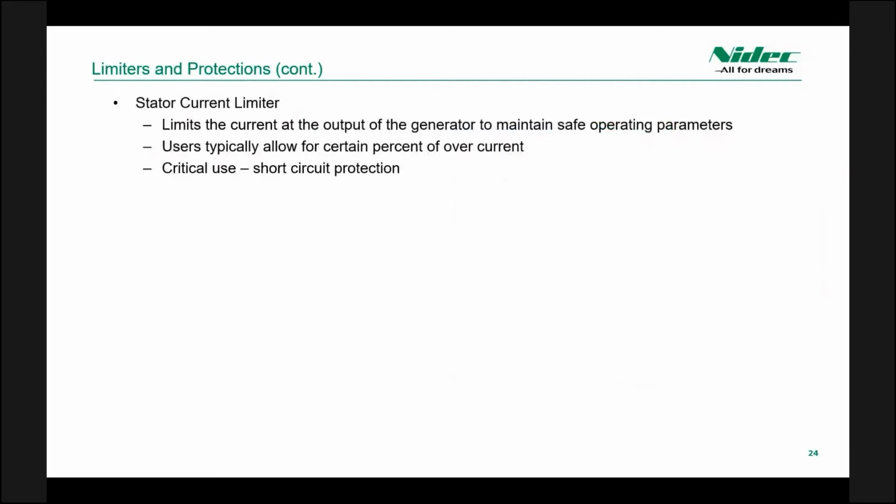Stator current limiter is commonly used because limiting the amount of current output can be a critical protection device. This limiter typically allows for a prescribed amount of excess current because some of the users might want their machine to output more than rated current for a short period of time. One critical function of this limiter can be the short circuit protection.